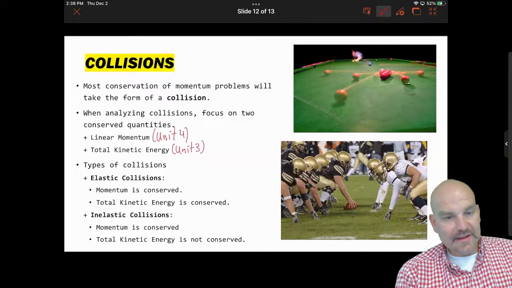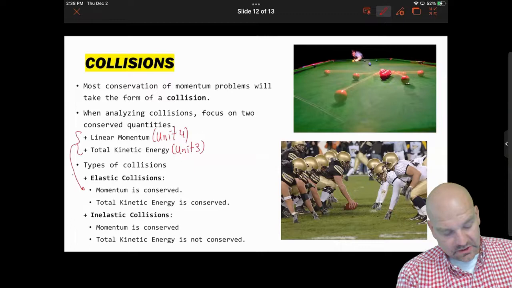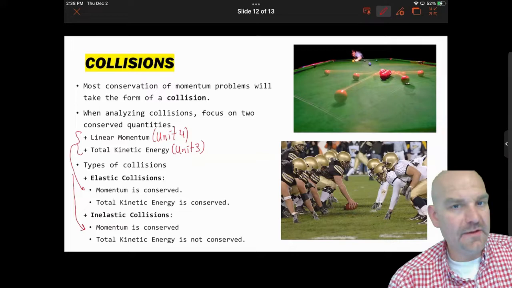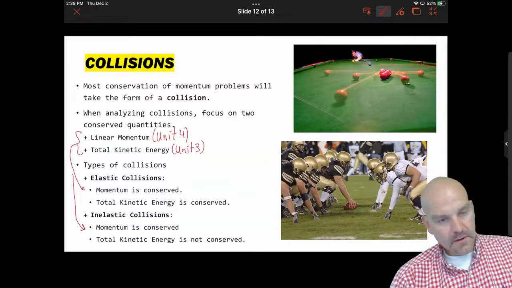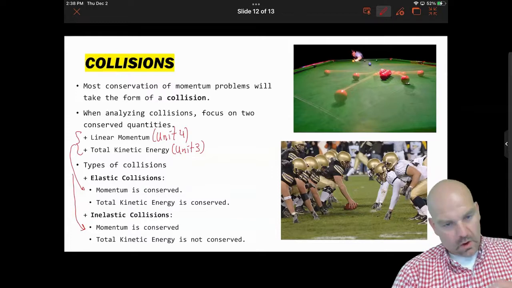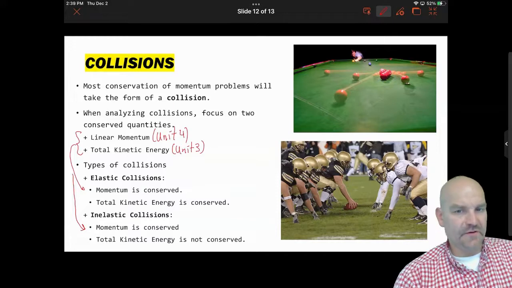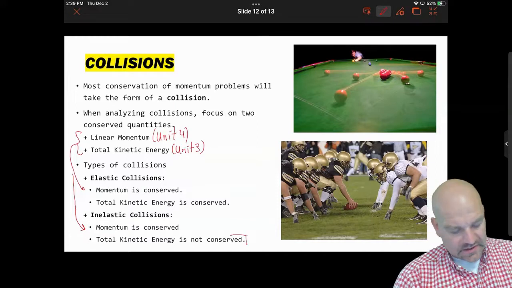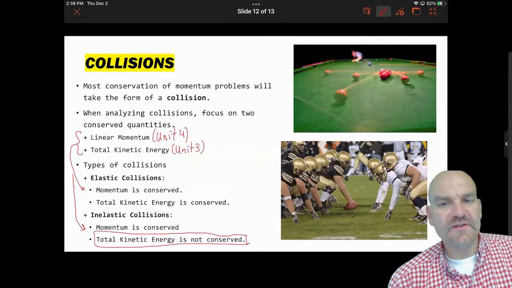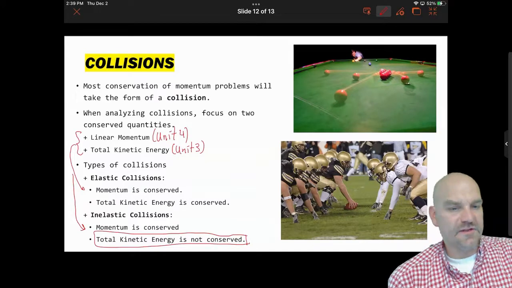So there are two types of collisions: elastic and inelastic. And really, the analysis piece is how we determine which collision it is. As you can see, for elastic collisions, momentum and total kinetic energy are conserved. For inelastic collisions, momentum is always conserved, but total kinetic energy is not conserved. So if they talk about what percentage of the kinetic energy is lost, or what's the difference in kinetic energy, that will tell you it is an inelastic collision.